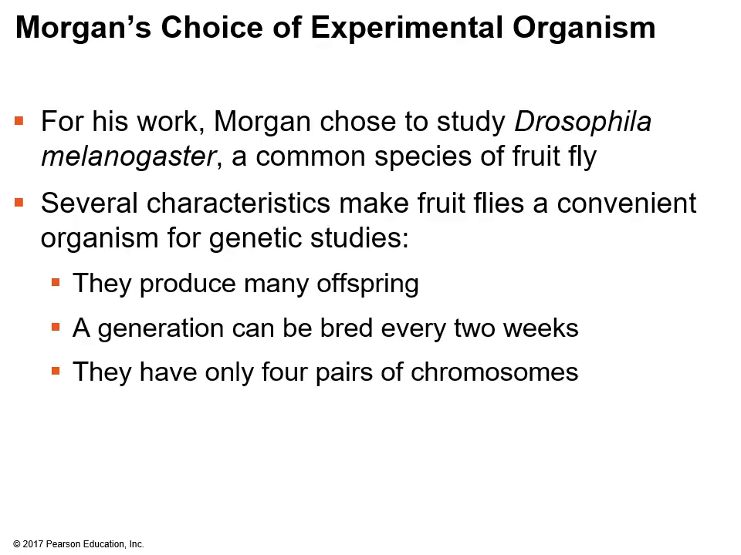So back to Morgan. For his work, Morgan chose to study Drosophila melanogaster, a common species of fruit fly. Several characteristics make fruit flies a convenient organism for genetic studies. So Morgan probably picked fruit flies because they produce a lot of offspring and they reproduce very quickly. A generation can be bred every 2 weeks, and they don't have 46 chromosomes like we do. They have only 4 pairs of chromosomes, which makes it very easy to observe. So Drosophila melanogaster, the fruit fly, was the model system or the model organism used by Morgan.